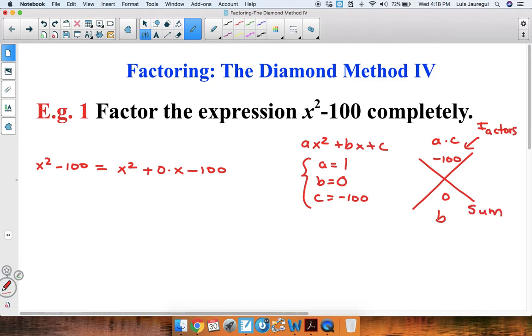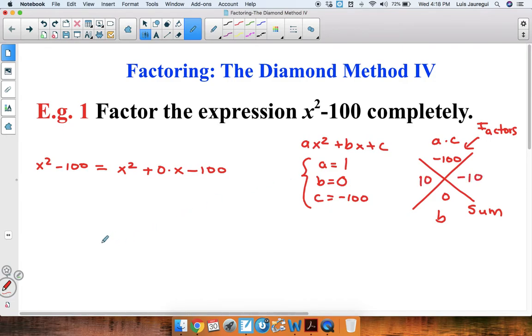So we're looking for factors of negative 100 that add up to 0. So what are those two numbers that when you multiply will give you negative 100 and when you add them will give you 0? And yes, you're absolutely right. Those numbers happen to be 10 and negative 10.